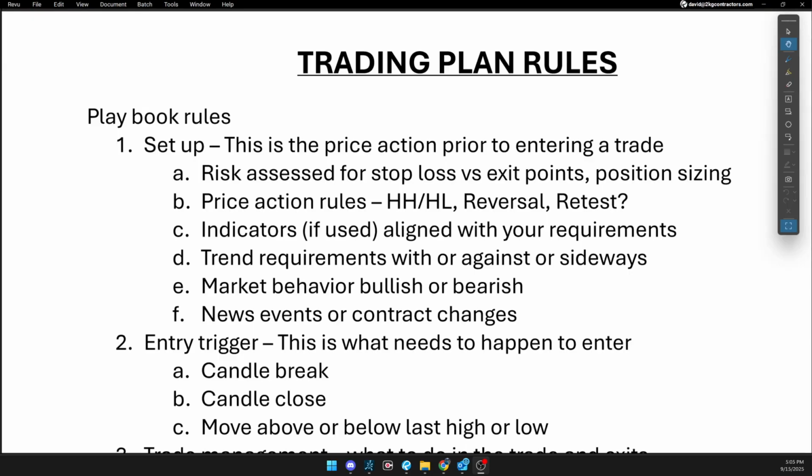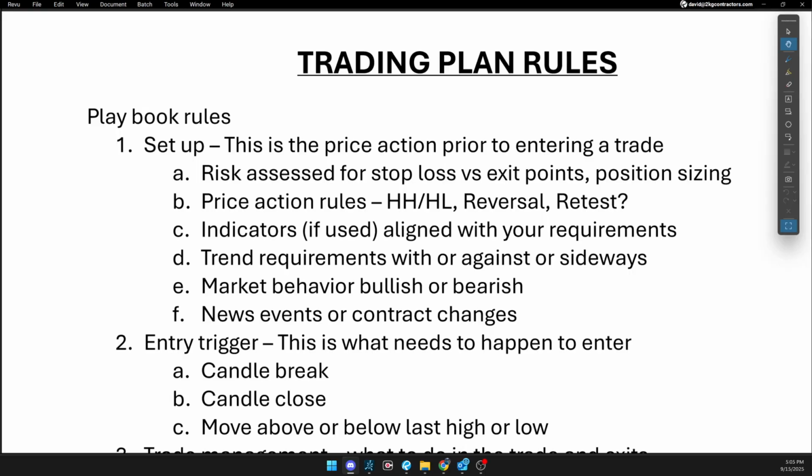Trading plan rules, to me, are like your business plan. It's like, this is how I'm going to run my business. These are the rules that I'm going to use to run my business. That's how I see it.